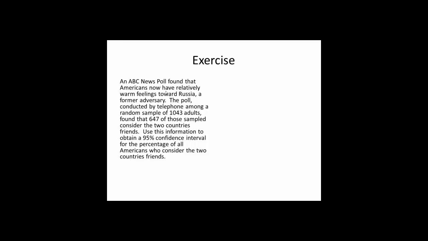An ABC News poll found that Americans now have relatively warm feelings towards Russia, a former adversary. The poll, conducted by telephone among a random sample of 1,043 adults, found that 647 of those sampled consider the two countries friends. Use this information to obtain a 95% confidence interval for the percentage of all Americans who consider the two countries friends. So here, again, let's just write down X and N.